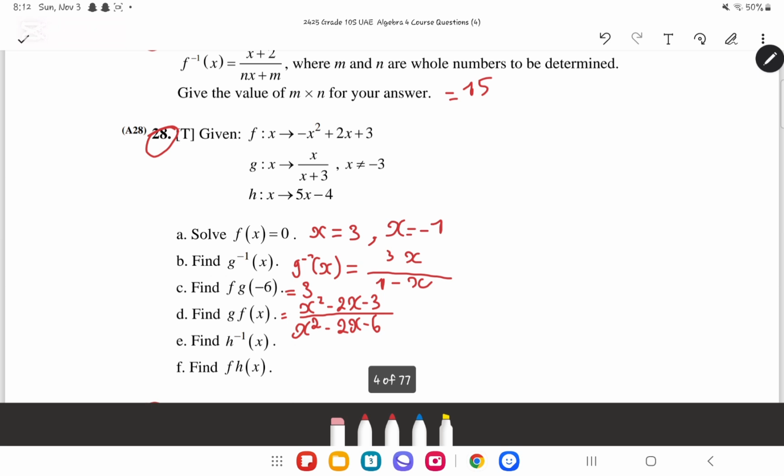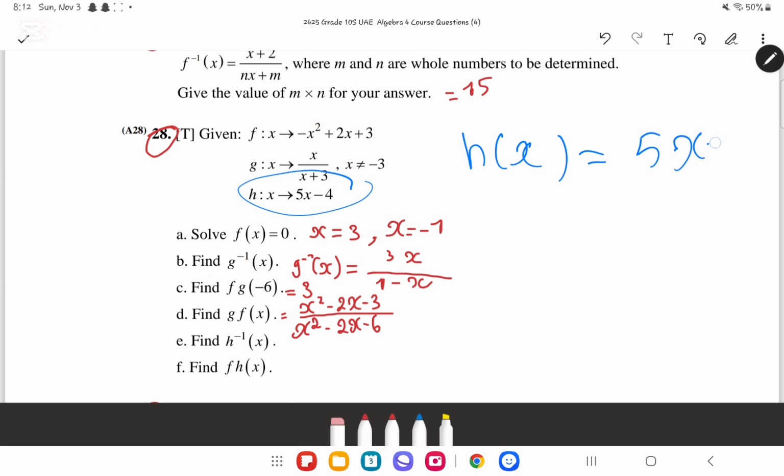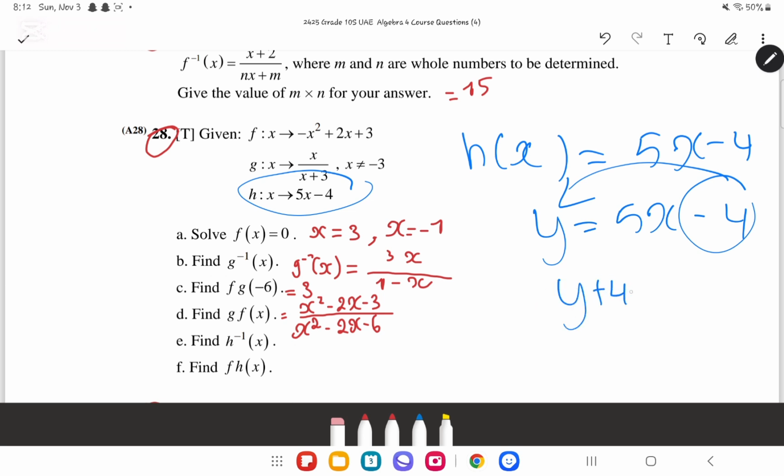In part E, they asked us to find h inverse. So very simply, take h(x) is equal to 5x minus 4. Change h(x) into y, so y is equal to 5x minus 4. Bring minus 4 to the other side, you're going to get plus 4. So y plus 4 is equal to 5x. Divide both sides by 5. You're going to get that x is equal to (y plus 4) over 5.